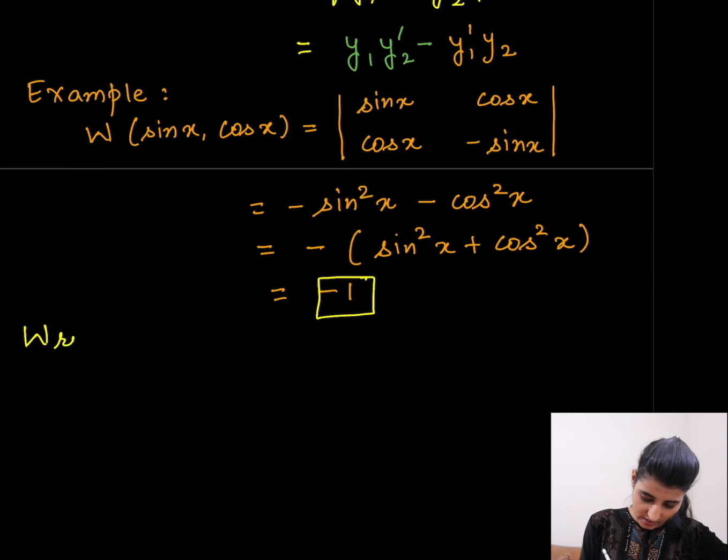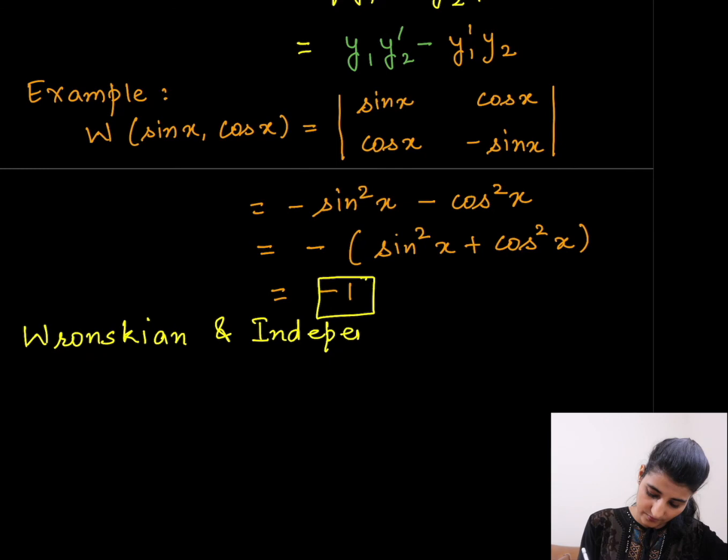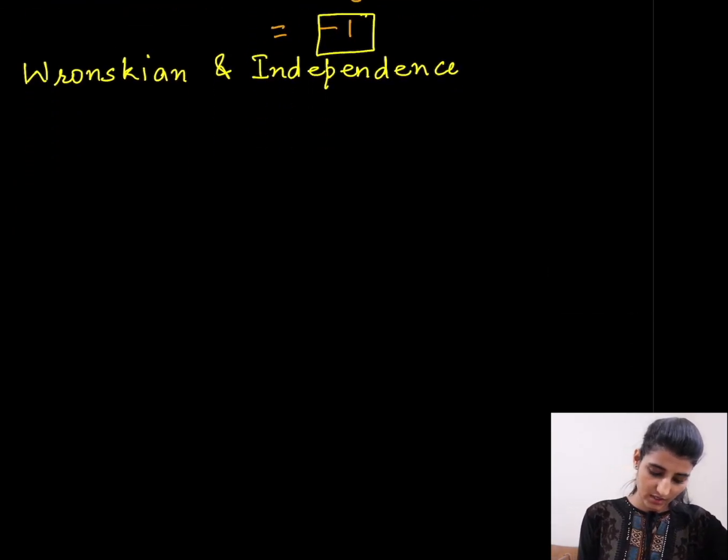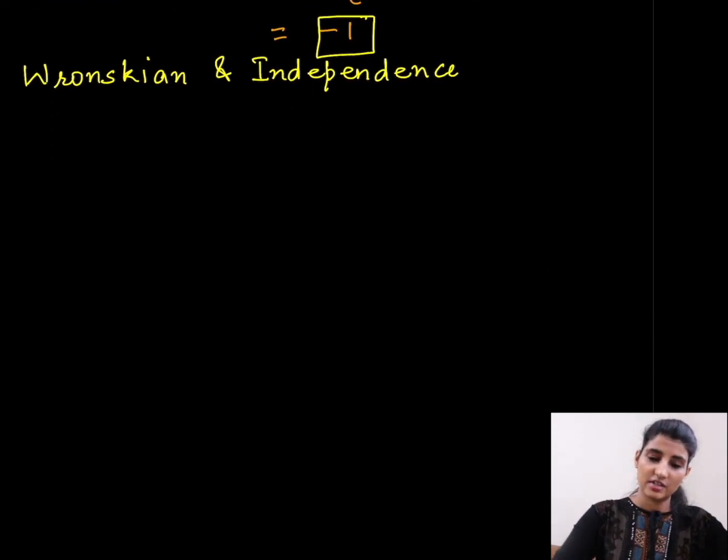So let's see how this Wronskian and linear independence are related. Oh, I just forgot to say, linearly dependent means not linearly independent. Okay, so we talked about linear independence, and if two functions are not linearly independent, we will say they are linearly dependent. So how are Wronskian and independence related?